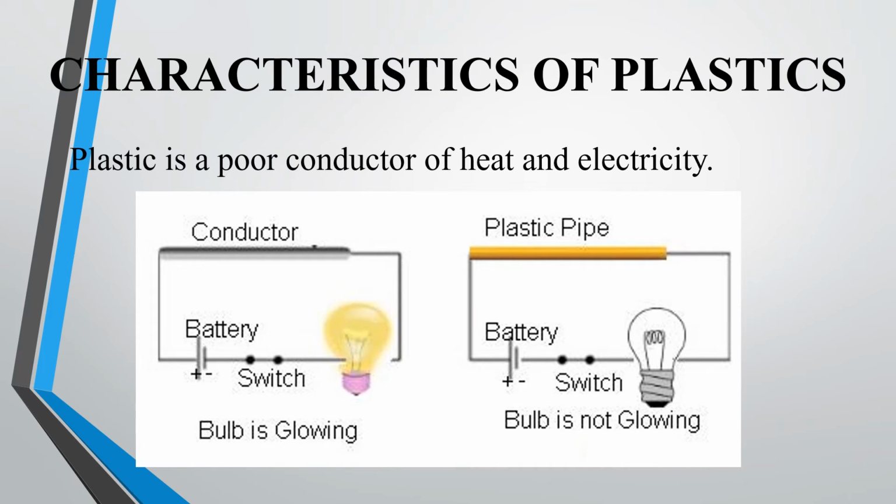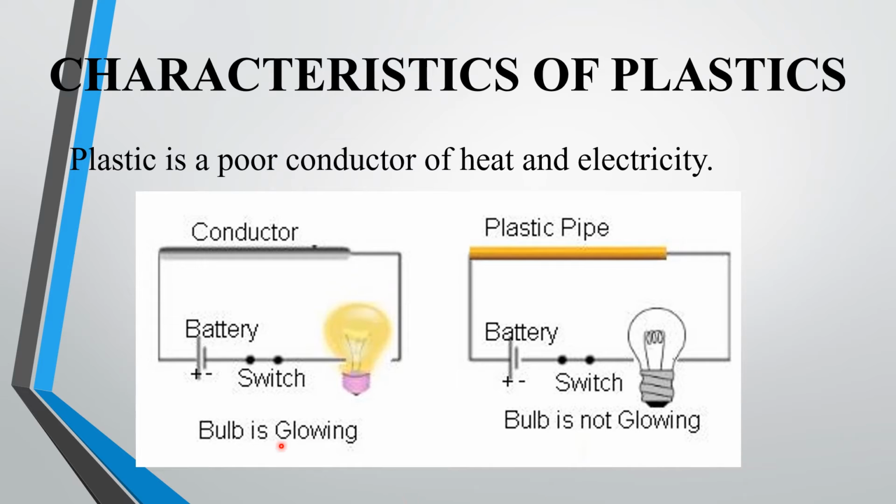And now let us discuss a few characteristics of plastics. Plastics are generally poor conductors of electricity and heat, and that is why plastics are generally preferred as insulators when it comes to making circuits or electric wirings, etc.